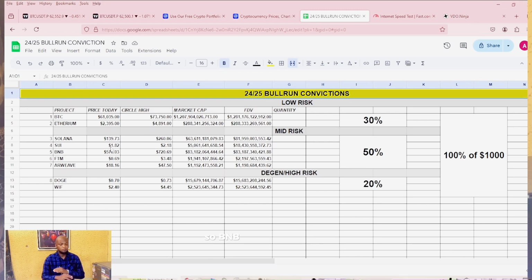So BNB, CZ is back from wherever they took him to. So the conviction on BNB, in fact, as at last cycle, the next three crypto assets I would mention are BTC, Ethereum, then BNB. To me, Solana has flipped it, and Sui is also coming to flip a lot of things. BNB has always been there, and the conviction on it is top notch.